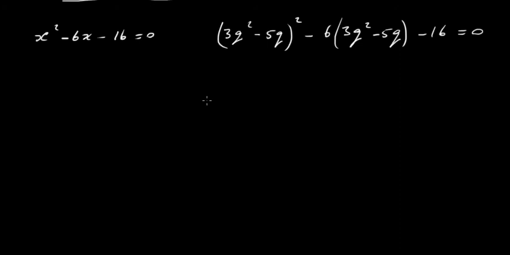These two equations are the same with the exception of the x. We've replaced the x here and here with 3q squared minus 5q. So again, solve this and hence solve this. So let's go ahead and do that.